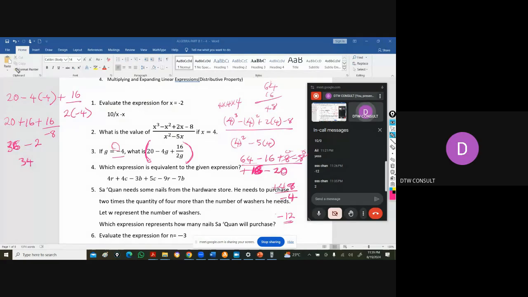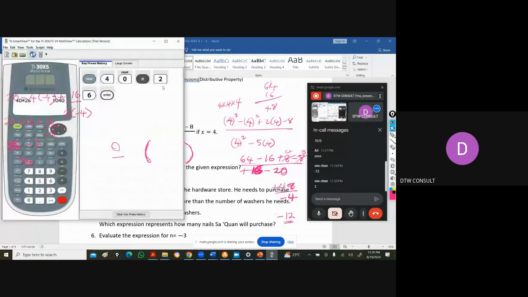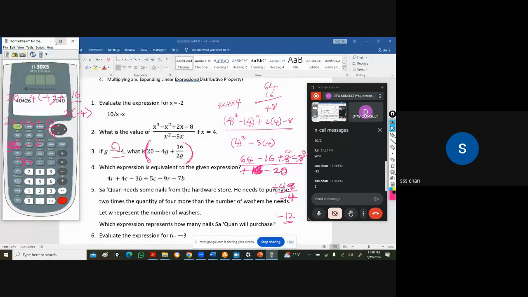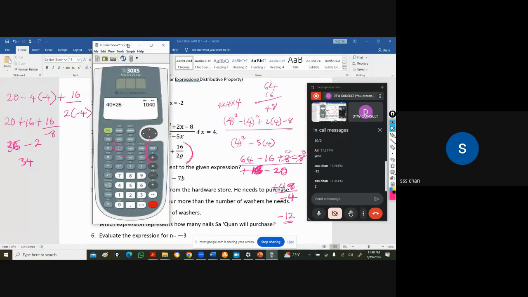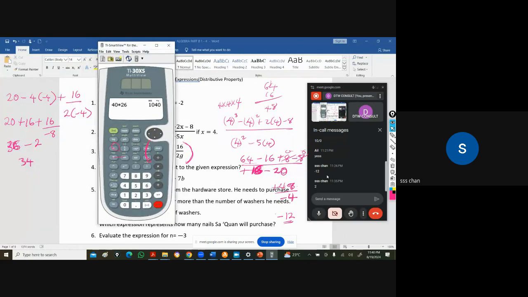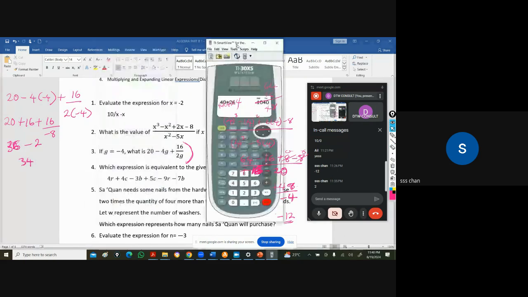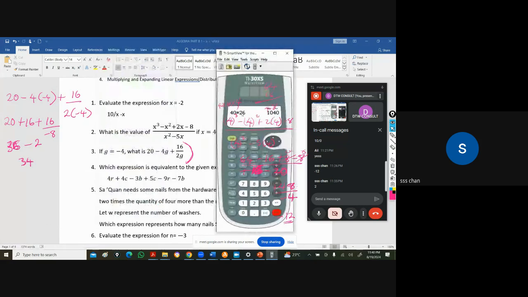Another way for this, you can also use your calculator. Let us try using our calculator to do this. Negative 4 times negative 4, what is that? Negative 16. So what do you have? 20 minus negative 16 is what? It's not 20 minus 16, it's minus negative 16. No, 36. There you go. Write it properly now.